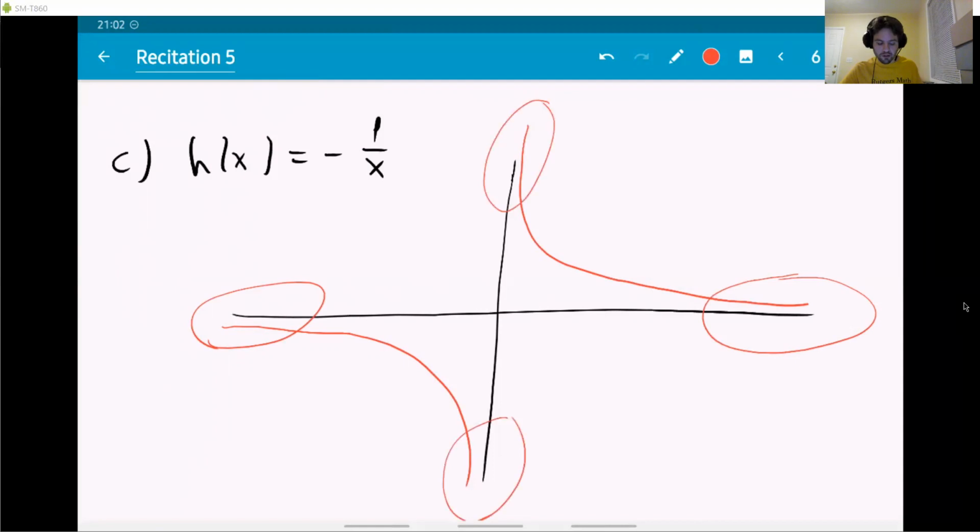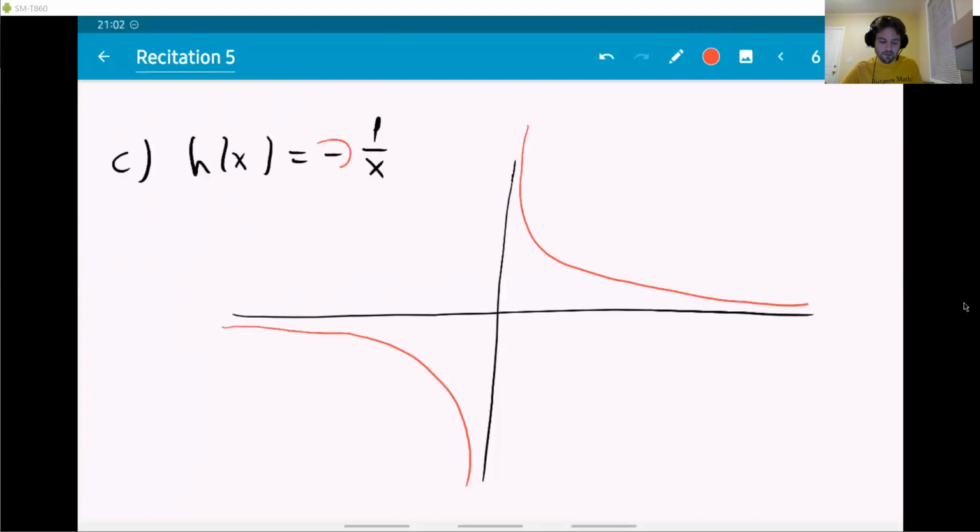That's 1 over x. But I'm going to erase this because the function that we want is minus 1 over x. Well, if you put a minus in front of a function, what you do is you flip it around the x-axis. So I'm going to flip these two parts. The actual graph that we have is this one.